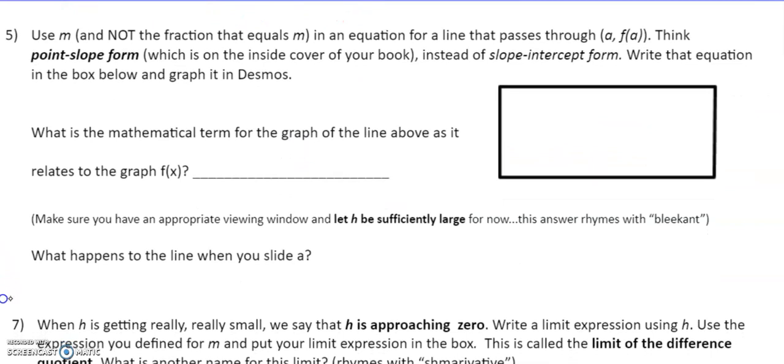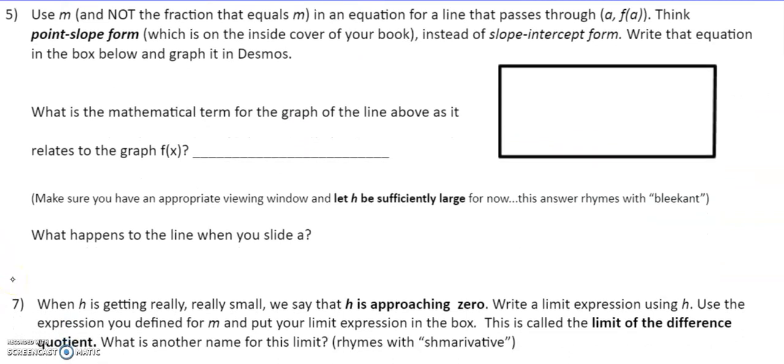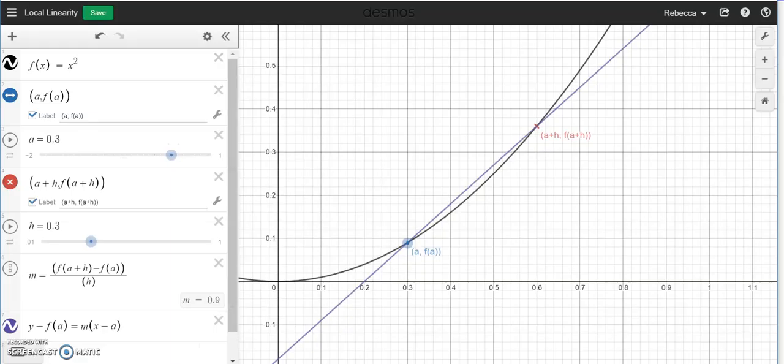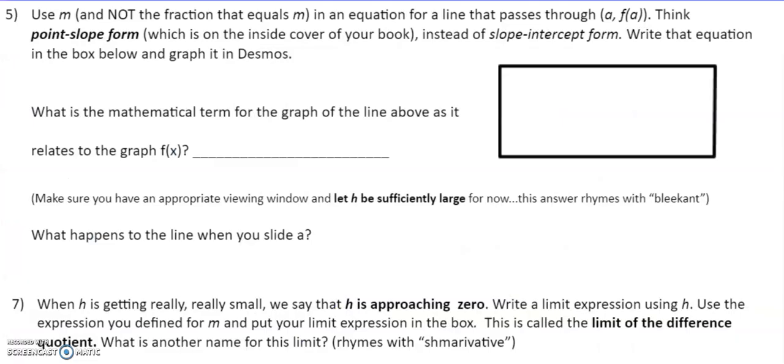Alright, step 5 says use m and not the fraction that equals m. So remember, in your Desmos you should have your actual m typed in. We're not talking about this 0.9 right here. We're actually going to use this m, the letter m, as our slope. Using point slope form, we're going to set up y minus f of a equals m times x minus a.